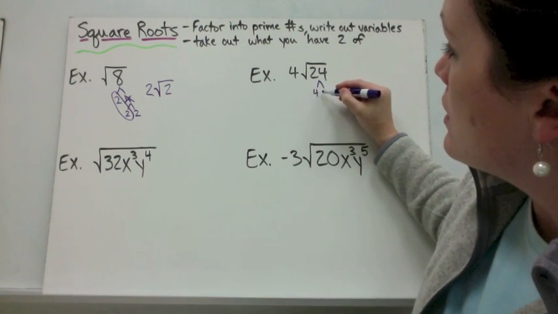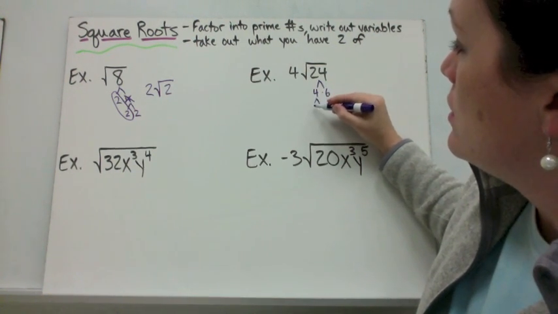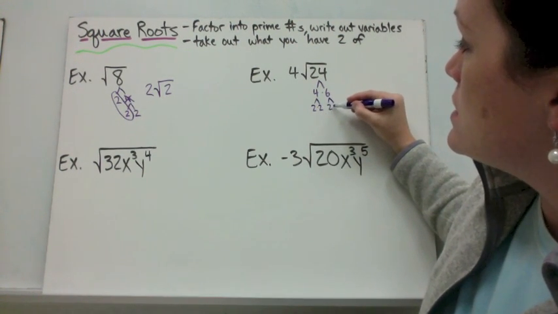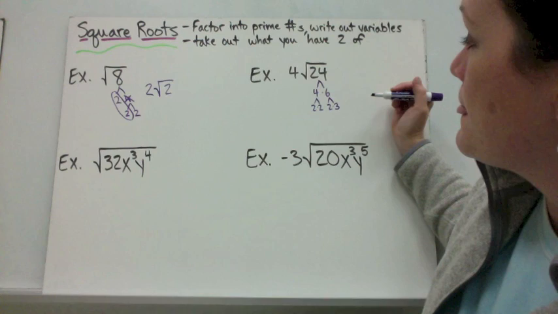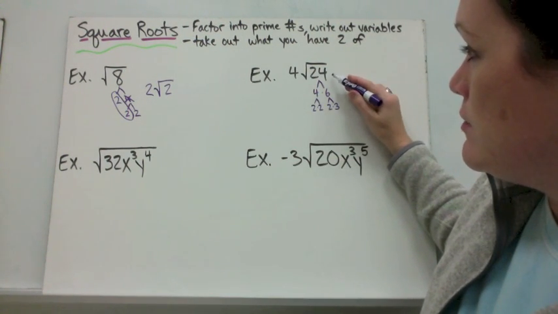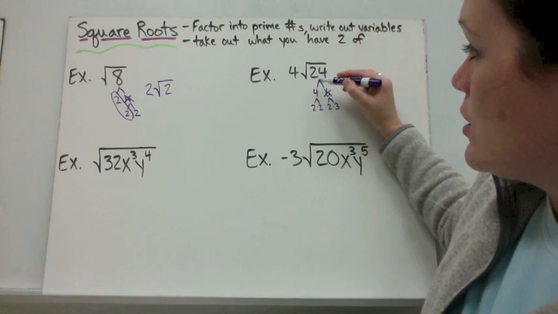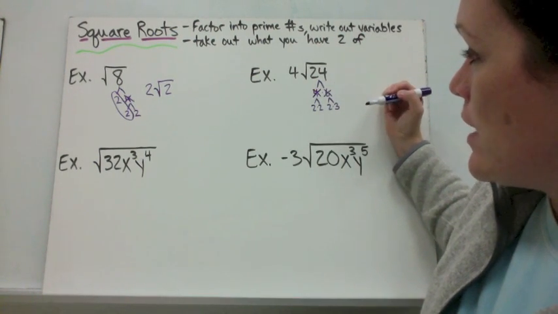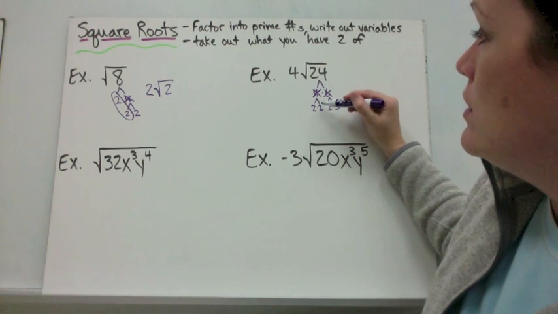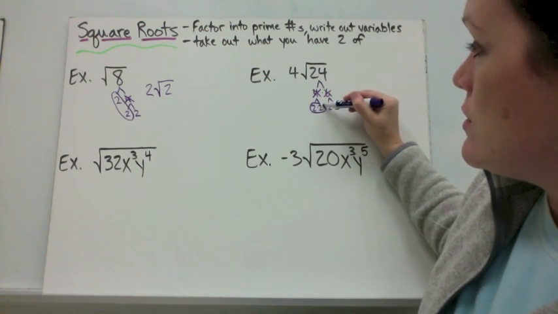So let's say 24 comes from 4 times 6. 4 comes from 2 times 2. And 6 comes from 2 times 3. Those are all my prime numbers that would multiply back together to give me 24. I mark out the ones I've already factored out, or rewritten, and I look for what do I have 2 of. So I could circle this pair of 2's right here.